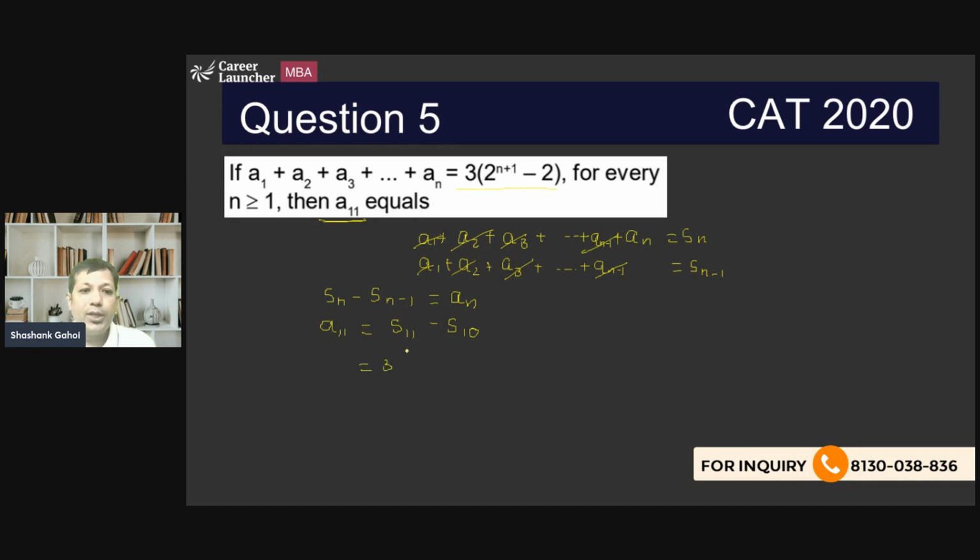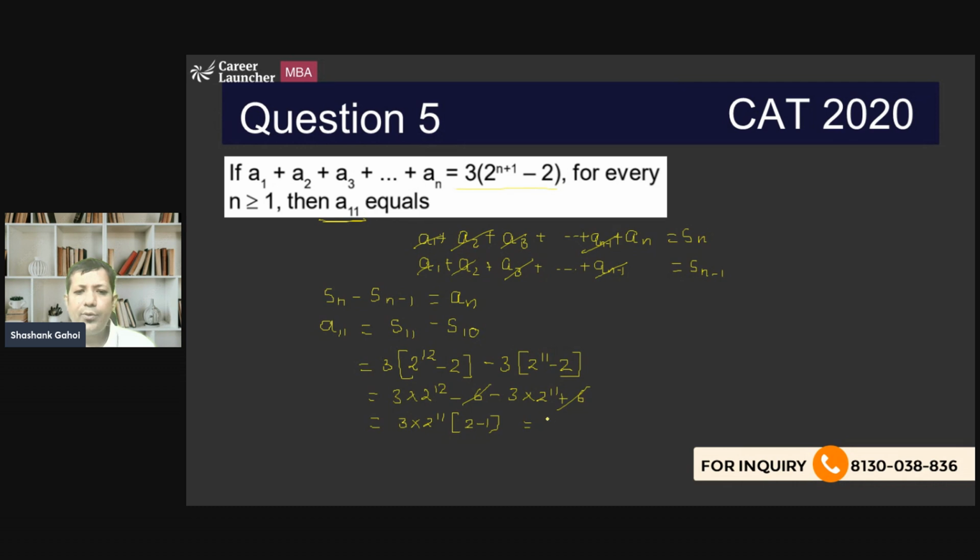So I'm going to do 3 times 2 power 11 plus 1, which is 12, minus 2. Okay. S10 is what? 3 times 2 power 11 minus 2. So what we are going to get is 3 into 2 power 12 minus 6, minus 3 into 2 power 11 plus 6. So 6 cancels out. I am taking 3 into 2 power 11 common. I am going to get 2 minus 1, and that is equal to 1 itself.